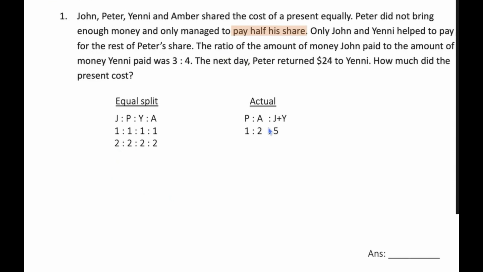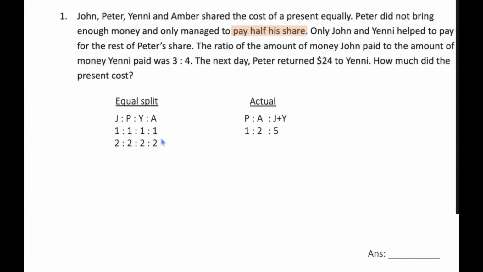Everybody understand what I'm talking about? Any question until here? Any question? If you need me to repeat, put in the chat, I'll repeat it. But I want you to understand why this is the actual ratio, what they are actually paying. Peter paid 1 unit, Amber paid 2 units, John and Yenny paid 5 units.